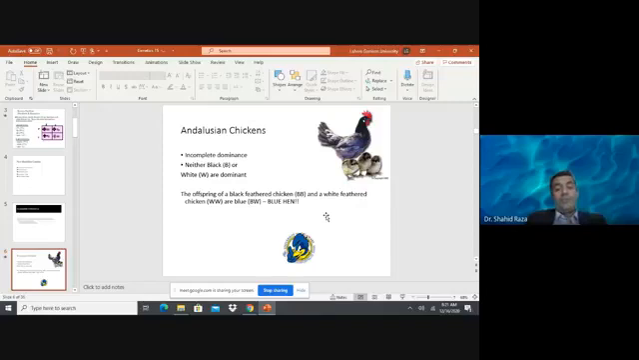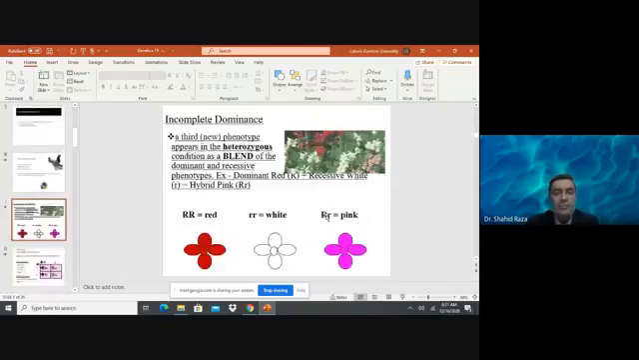So here we can see Andalusian chickens. In incomplete dominance we can see neither black nor white is dominant. The offspring of a black feathered chicken and a white feathered chicken are blue. So in incomplete dominance, a third new phenotype appears in the heterozygous condition as a blend of the dominant and recessive phenotypes.